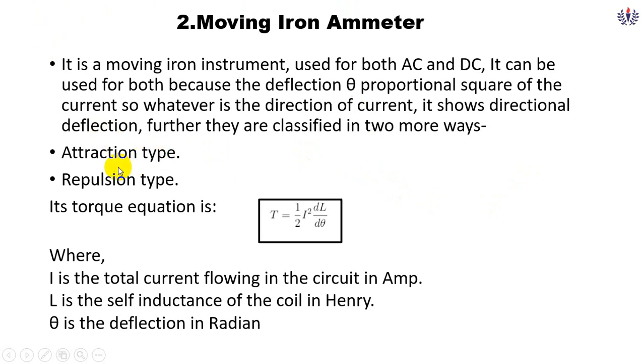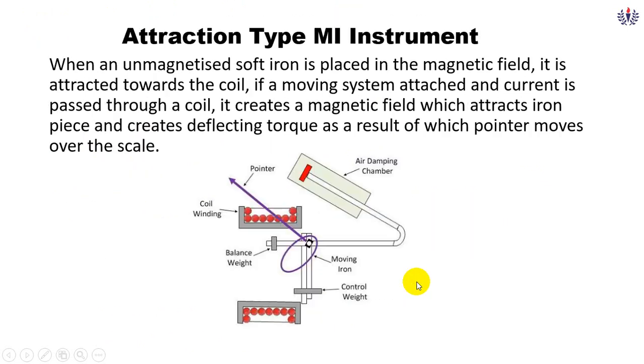There are two principles. One is the attraction principle, the other is the repulsion principle, and the torque equation is half I square dL by d theta. L is nothing but the self inductance of the coil, and theta is the deflection in radian. I is the total current flowing in the circuit.